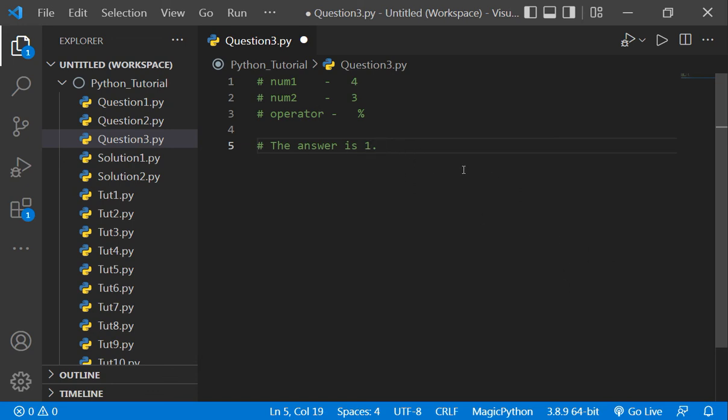Okay, so what I'm trying to say is you have to make a calculator which will calculate two numbers only. Okay, so hope I made myself clear to you.